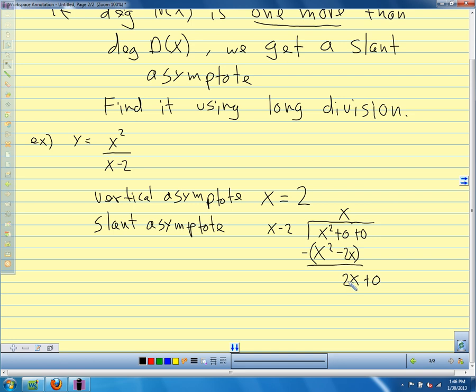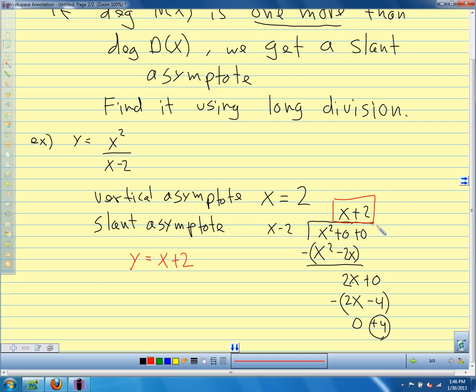x goes into 2x 2 times. So when I multiply, I get 2x minus 4. Subtract, I get a 0. 0 minus negative 4, I get plus 4. So my remainder is 4. My slant asymptote is this part up here. I just ignore the remainder and I use whatever I get up here. So the slant asymptote is y equals x plus 2. That's my slant asymptote.